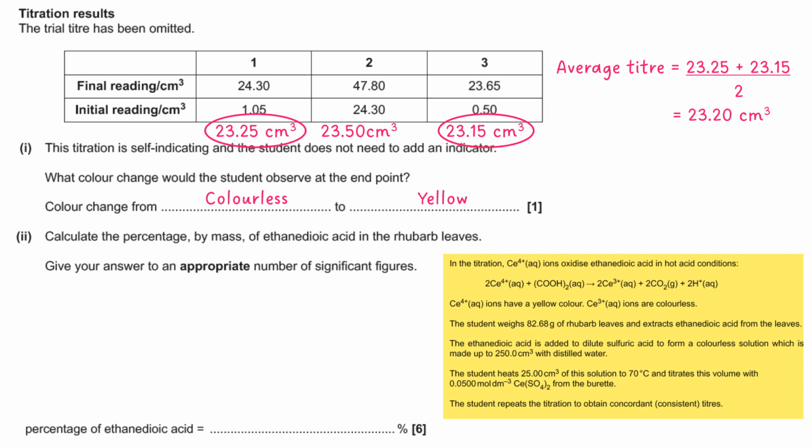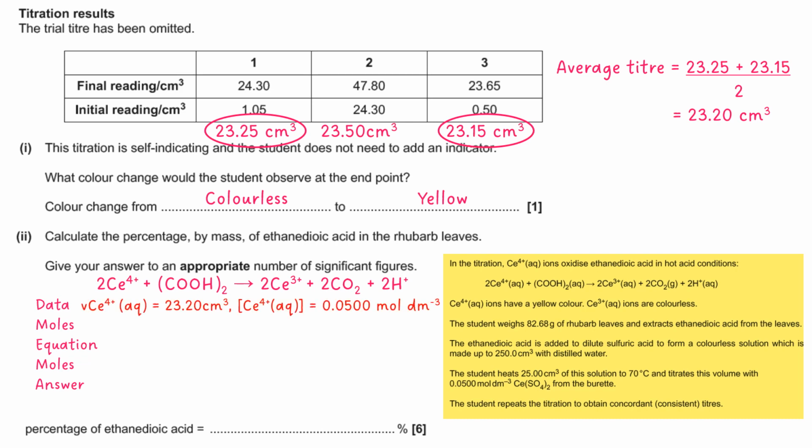The next section involves turning back to the previous part of the question, which I've put in yellow, and I'm going to use the data, moles, equation, moles, answer technique because that allows us to process individual pieces of data one at a time, instead of trying to do it all at once. So the data for Ce4+ allows us to work out its volume and its concentration and therefore its moles. So therefore n equals V times C gives us 1.16 times 10 to the minus 3.